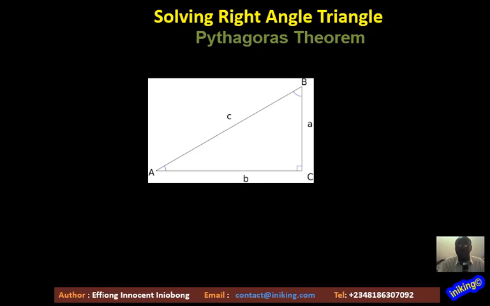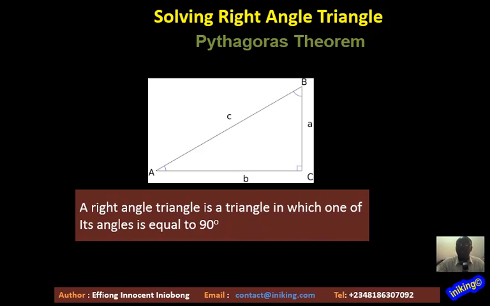As you can see on the screen, a right angle triangle is any triangle that has one of its angles to be 90 degrees. Once any of the angles in a triangle is 90 degrees, it simply means that triangle is a right angle triangle.